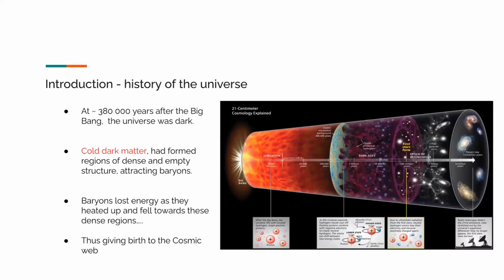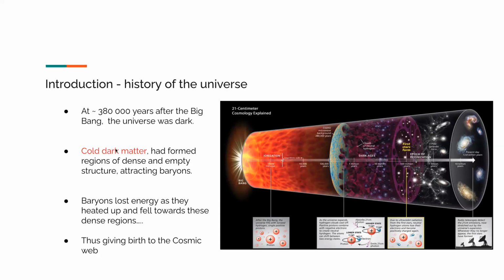So on the introduction of the talk, the history of the universe. This is one of the leading theories in explaining how the universe began, which is called the Big Bang theory. So the universe starts there, and today we are here. So I'm mostly focusing on this part, which is called the Dark Ages, which happened approximately 380,000 years after the Big Bang. So the universe goes dark at this point.